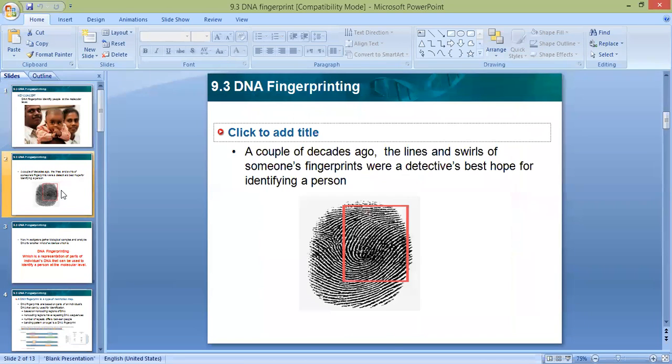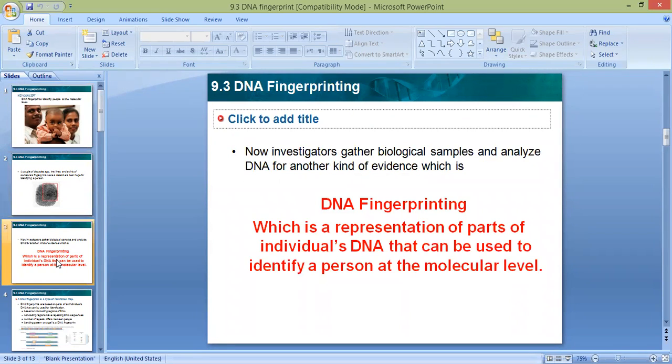As we said, fingerprints were used before to identify persons, but nowadays investigators gather biological samples and analyze DNA for another kind of evidence, which is DNA fingerprinting. You are studying the DNA itself, which is a representation of parts of an individual's DNA, and these parts of DNA can be used to identify a person at a molecular level.